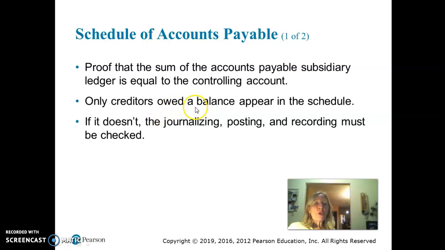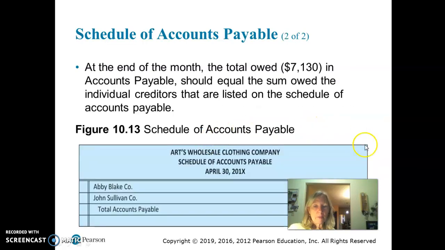Only creditors owed a balance appear in the accounts payable schedule. So the one guy had a 0 balance. He would not appear in the accounts payable schedule. And if it doesn't balance, then you have to go back and figure out where you made a mistake. But you're not going to make any mistakes. You're going to get it right.